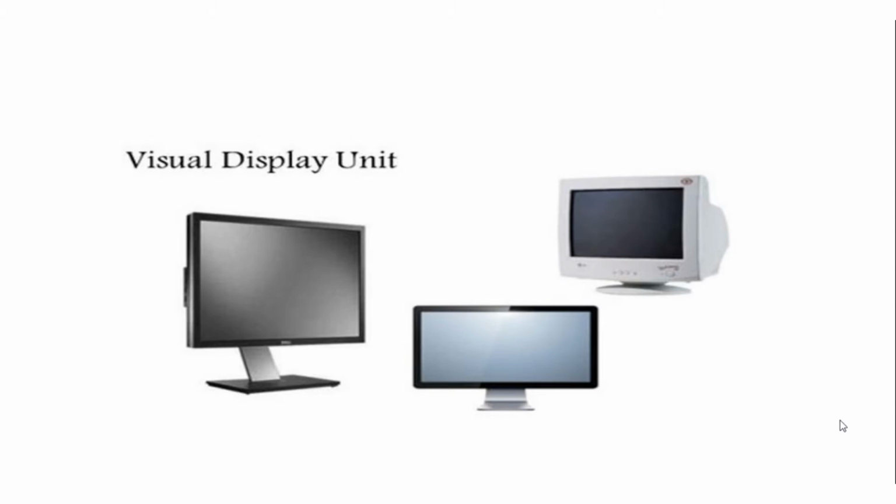There are two kinds of viewing screens used for monitors. First is the cathode ray tube and second is the flat panel display. Cathode ray tube, also called the CRT monitor. The CRT display is made up of small picture elements called pixels. The smaller the pixels, the better the image clarity or resolution.